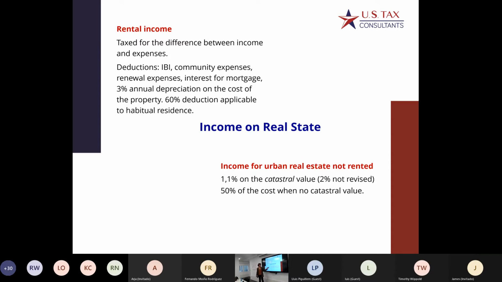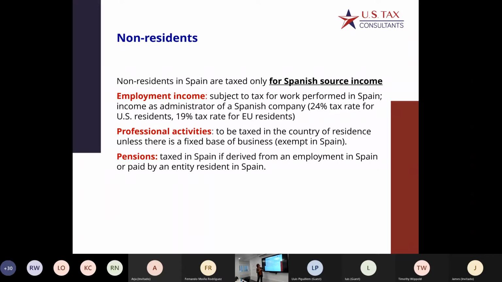This is not a big amount, but it's something that the Spanish tax administration is chasing. In the past years, rental income and this income is something they have been chasing because of all these Airbnb things. Okay, so be aware of all this rental income.